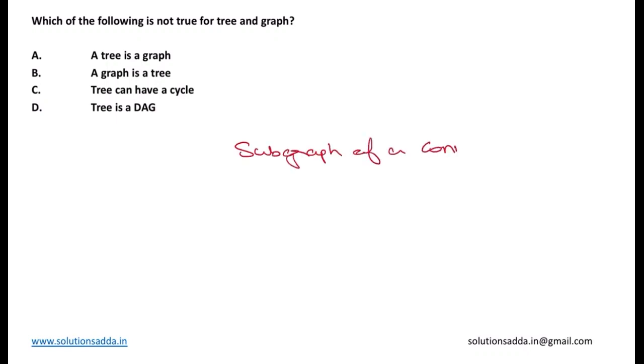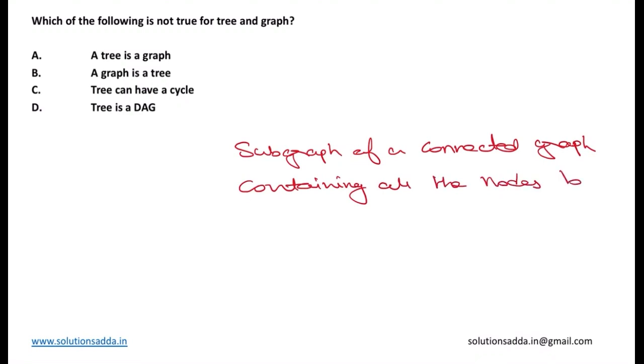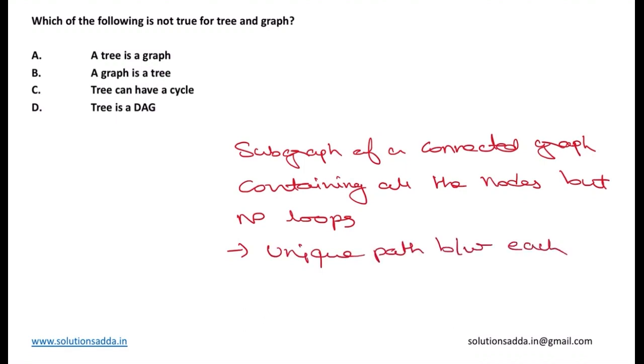of a connected graph containing all the nodes but no loops. In another way, we can say that there is a unique path between each pair of nodes. So the number of closed paths in a tree is 0. Therefore, a tree can have a cycle is a false statement.